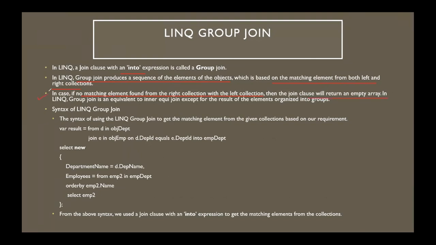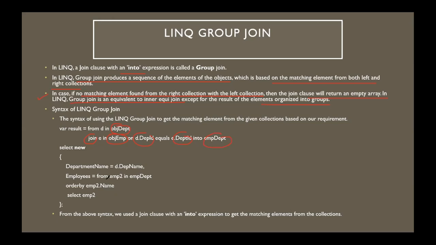Okay, important thing. Group join is equivalent to the inner equijoin concept, except that the result elements are organized into groups. So we have the left object, and this is the right. The join keyword has to be used, the join clause with the into expression: join D into this. So joining this with this on department ID equals department ID of E and D into the employee department into clause.